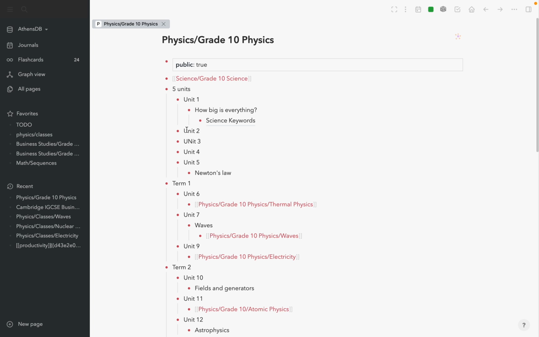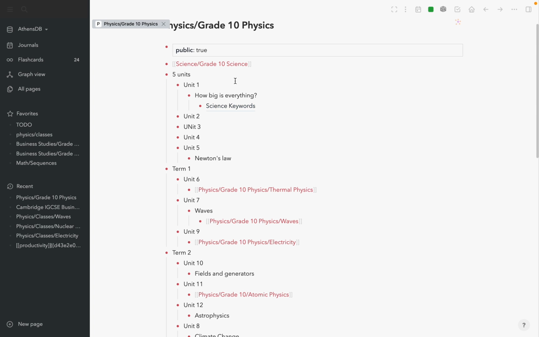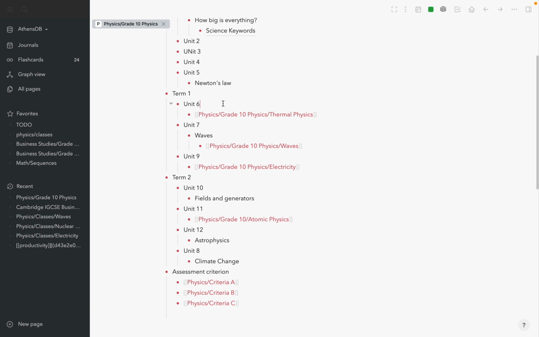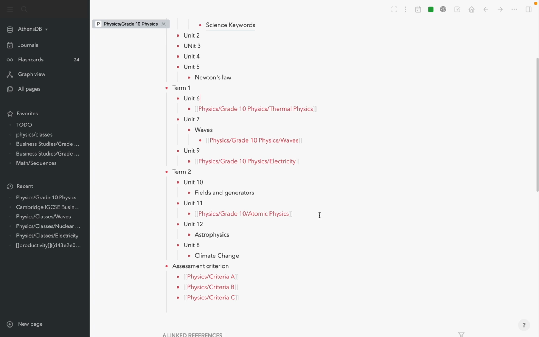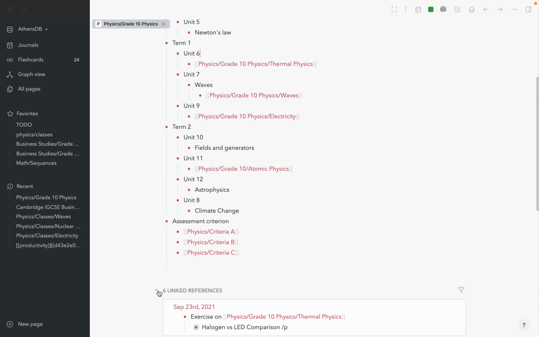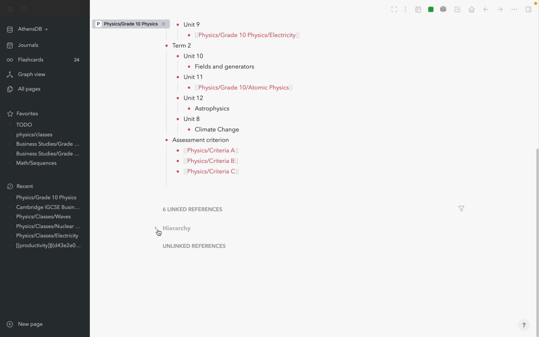And over here I've created a map of contents of the units. These are the ones that I've taken notes on so far. These are the ones I've covered this year. And I've also written the assessment criterion down here. But now let's go to the hierarchy and open, let's say, thermophysics.